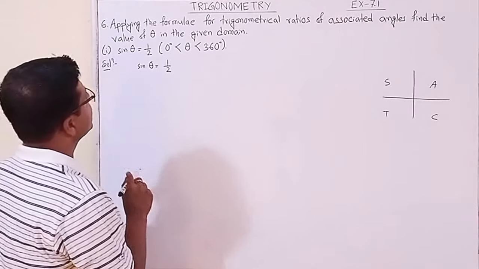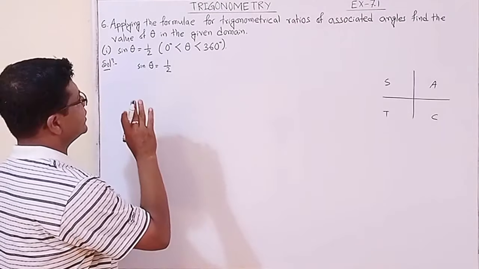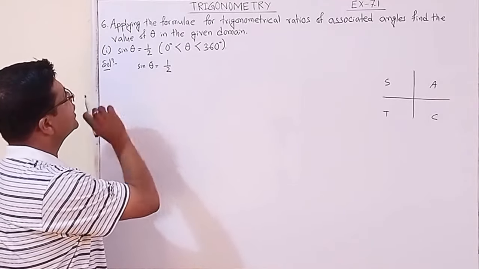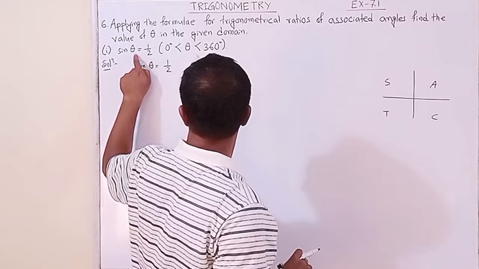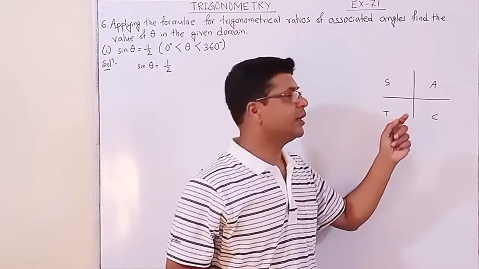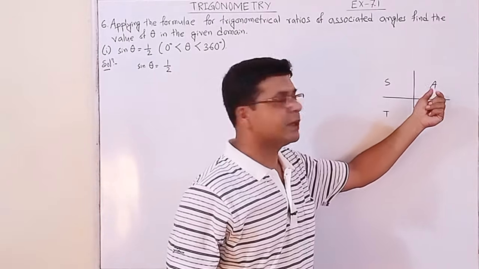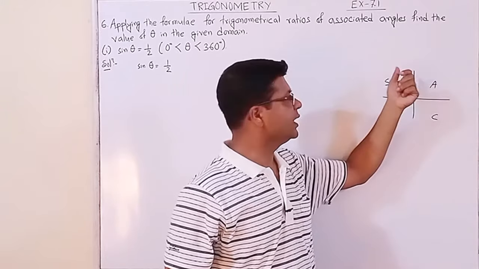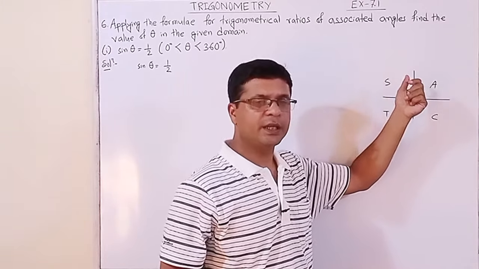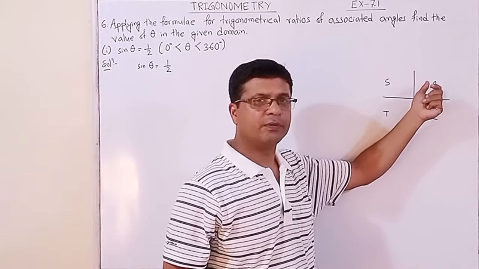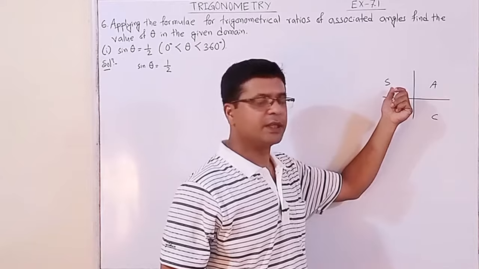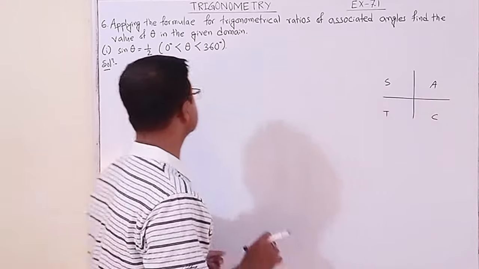Now here you don't think that there will be only one value of theta. Why? Because here which ratio is given? Sin theta is given. Now my dear students, in which two quadrants is sin theta positive? In the first quadrant and in the second quadrant. So we shall get two values of theta, one in the first quadrant and another in the second quadrant, because here also sin is positive. So let us start.